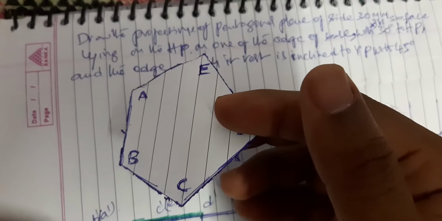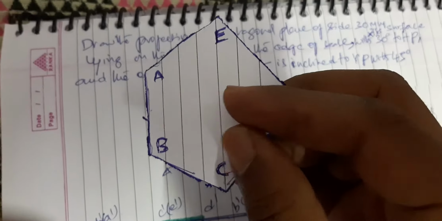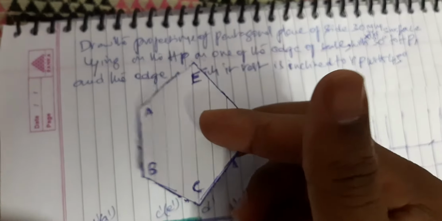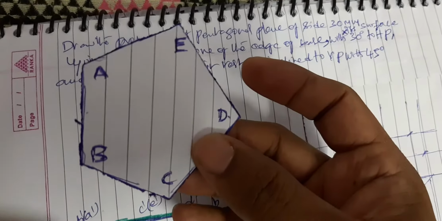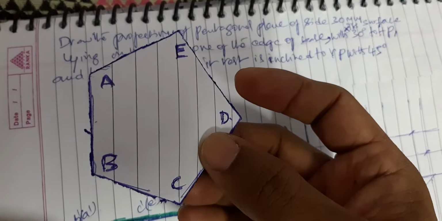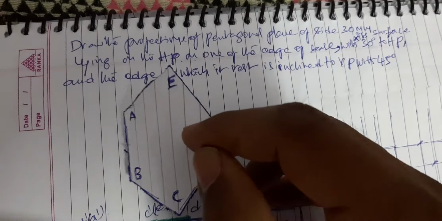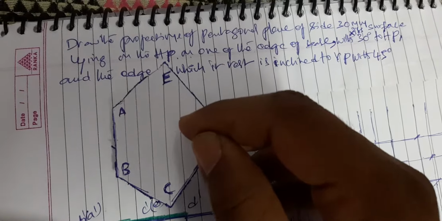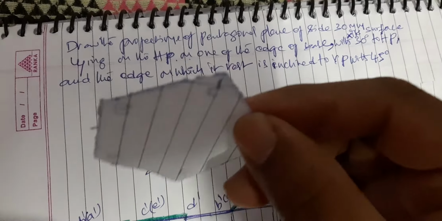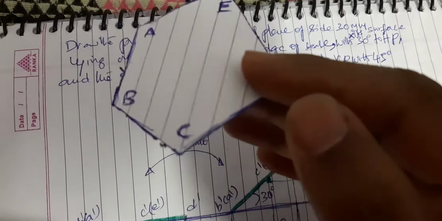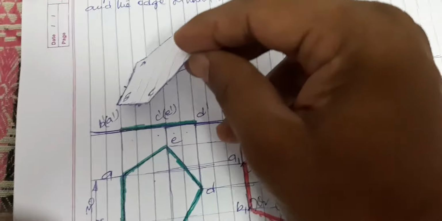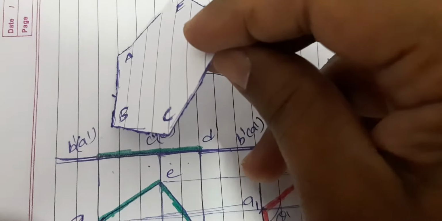So here this plane is placed on the ground on one of its edges on the horizontal plane like this. A pentagonal plane consists of 5 edges, right? Out of 5 edges, one edge is on the ground like this. And at the same time, when it is lying on the ground like this, its surface, meaning the total plane, is somewhat inclined to HP, right? So according to the question it is placed like this.